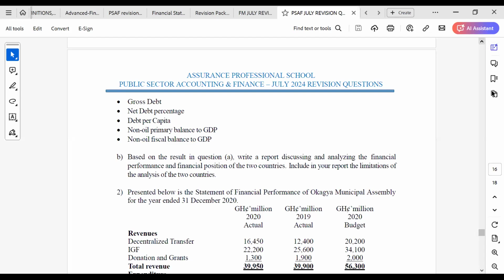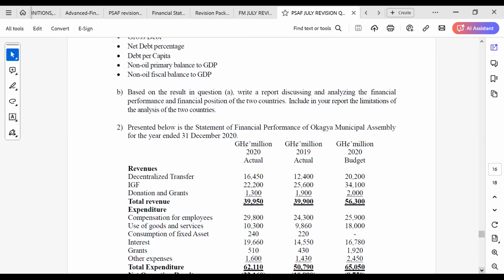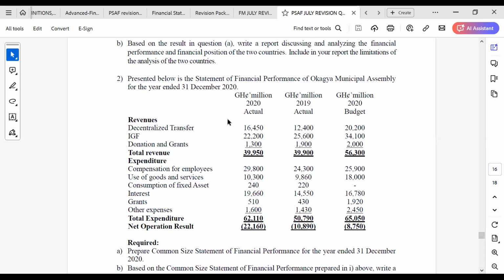All right. Please, let's take the common size. For the common size, you just have to know the basis. If it is a statement of financial performance, they can give you a statement of financial position. Your basis should be total assets, so every other item over here will be expressed as a proportion of the total assets.